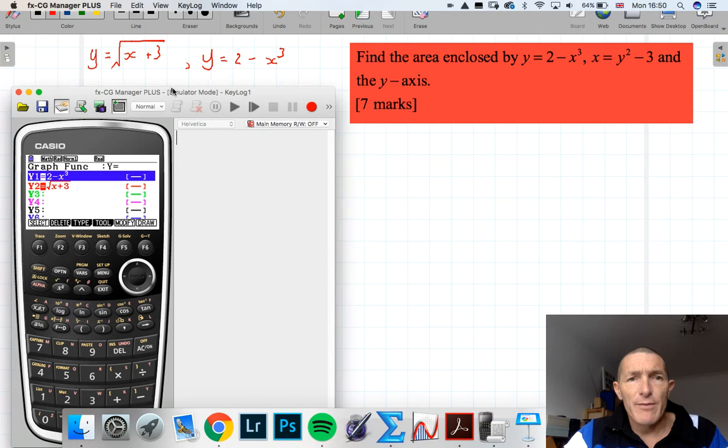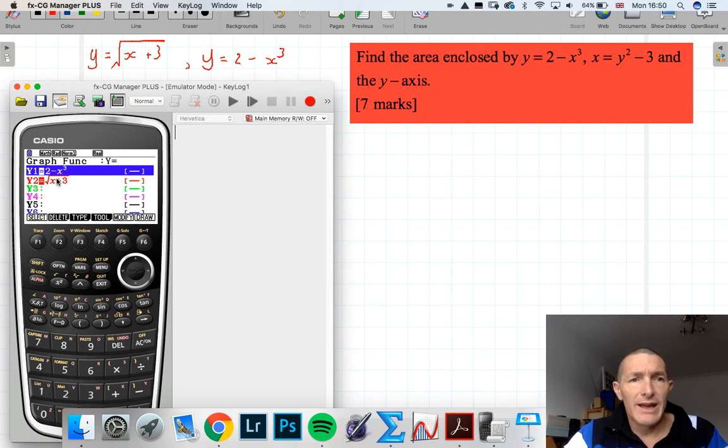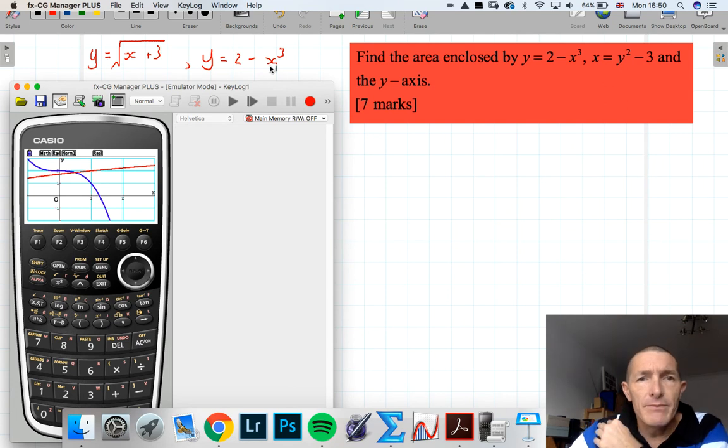To save a bit of time, I've already put those two in, and I'm going to draw it. So the blue one was the first one. The blue one is this one here, and the red one is the one underneath. It's x plus 3 square rooted. It looks like a straight line, but it's actually curved slightly, and they intersect here. So this tiny area here is what I'm looking for.